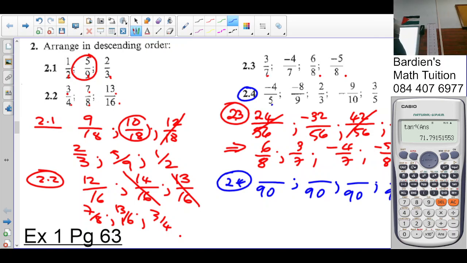Okay, so this 5 must multiply by what to give you 90? 18. So negative 4 times 18. Negative 72. 90. 9 times what is 90? 10. So it's negative 80. 3 times what is 90? 30. So it's 60. 10 times what is 90? 9. So it's negative 81. 5 times what is 90?